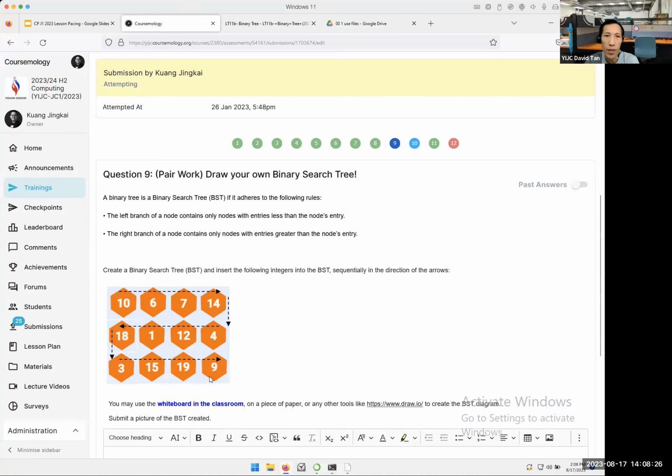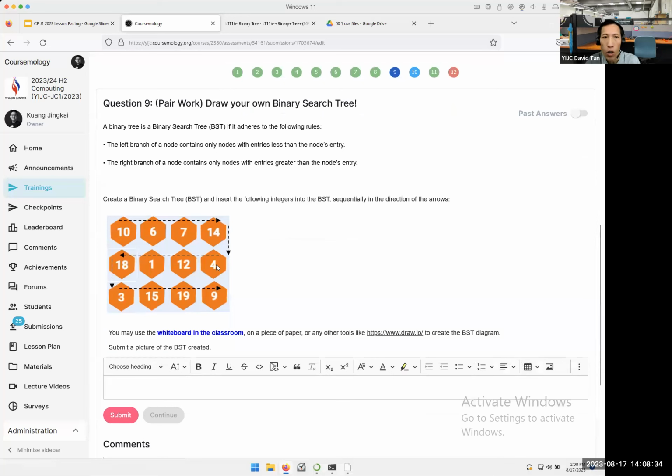Then after you put that in already, you try to put 7, either left or right. Then you go to 14. After 14, please go and insert number 4. Not insert number 18, insert number 4. So you put the number 4 into the binary tree. So from 4, 12, 11, 1, 18, 3, 15, 19, the end, the last number is number 9. So you come up with your binary search tree.